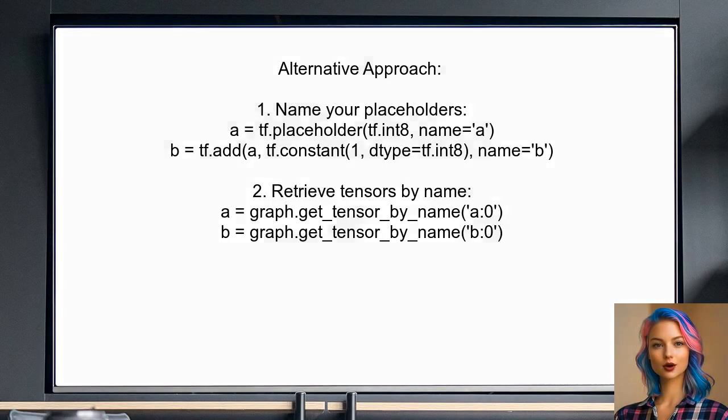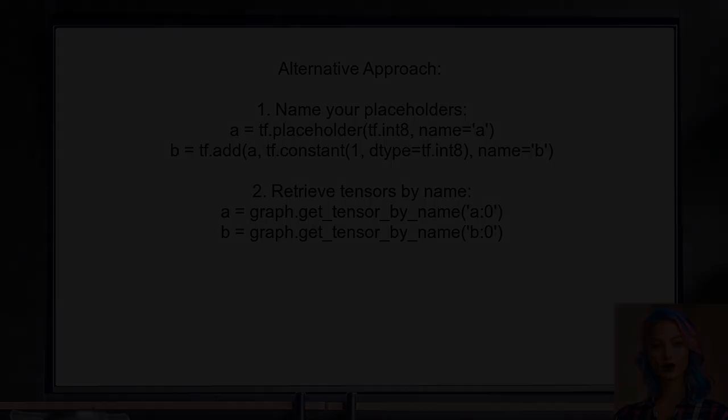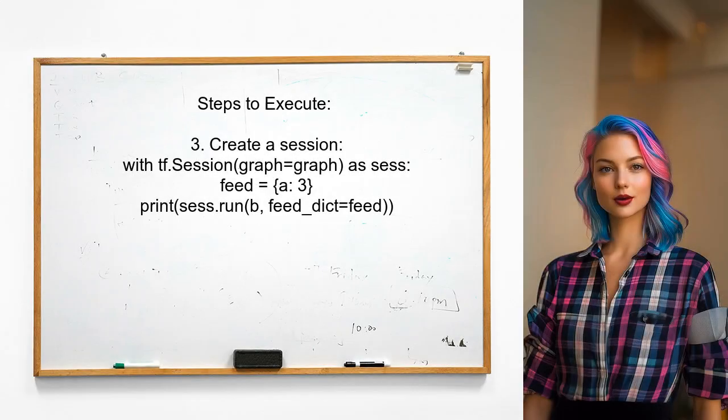An alternative approach suggested by another user involves naming your placeholders and operations. By giving A and B names, you can easily reference them later. For example, you can define A as a placeholder with a name and add B with a name as well. Then, you can create a session with the graph and use a feed dictionary to run the session.